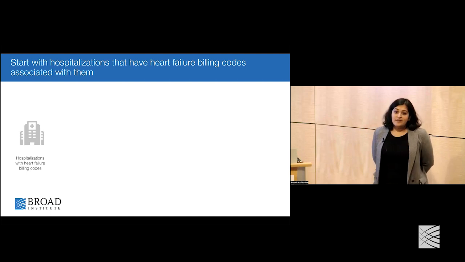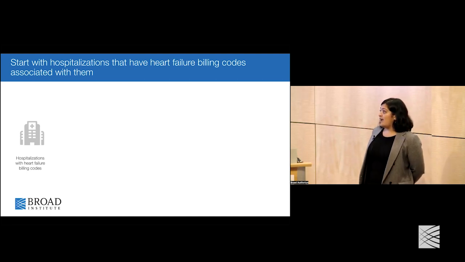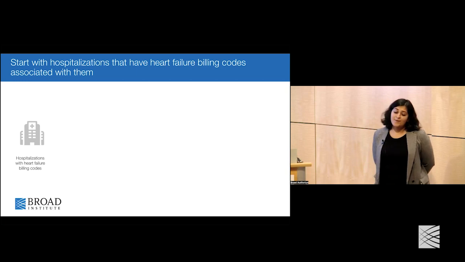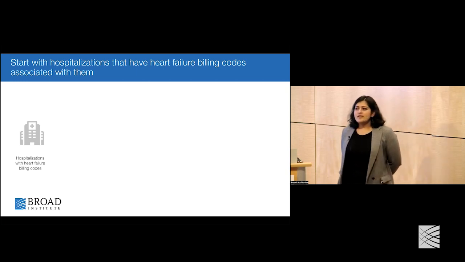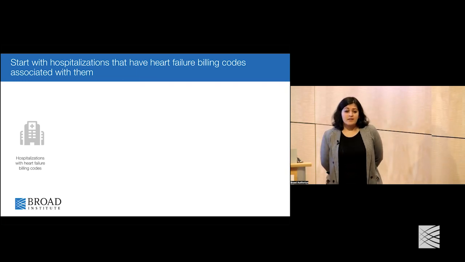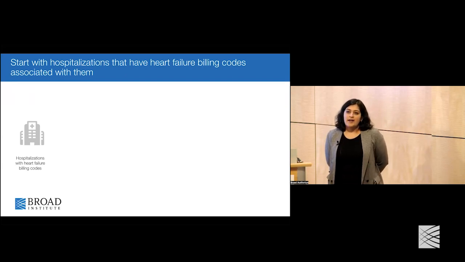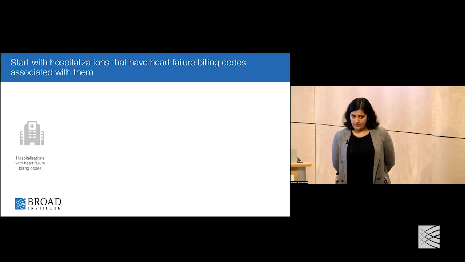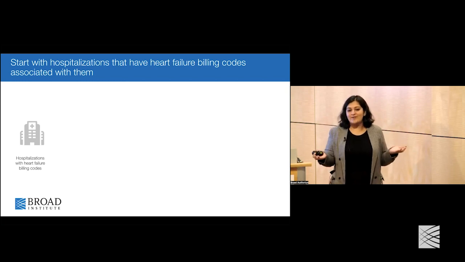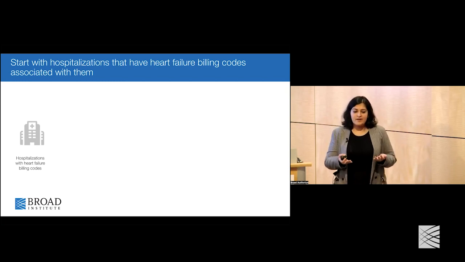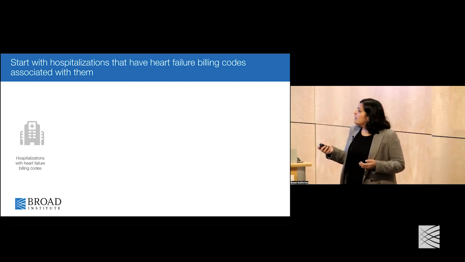So we start with hospitalizations that have heart failure billing codes. I forgot to mention that even though these aren't very specific, they are very, very sensitive. So it's really unlikely that you're going to have heart failure and not have a code. The problem is we have this big set with codes and we just want to filter them to the ones that are true. So it's cool. We can use the structured data as a starting point and then refine it from there.